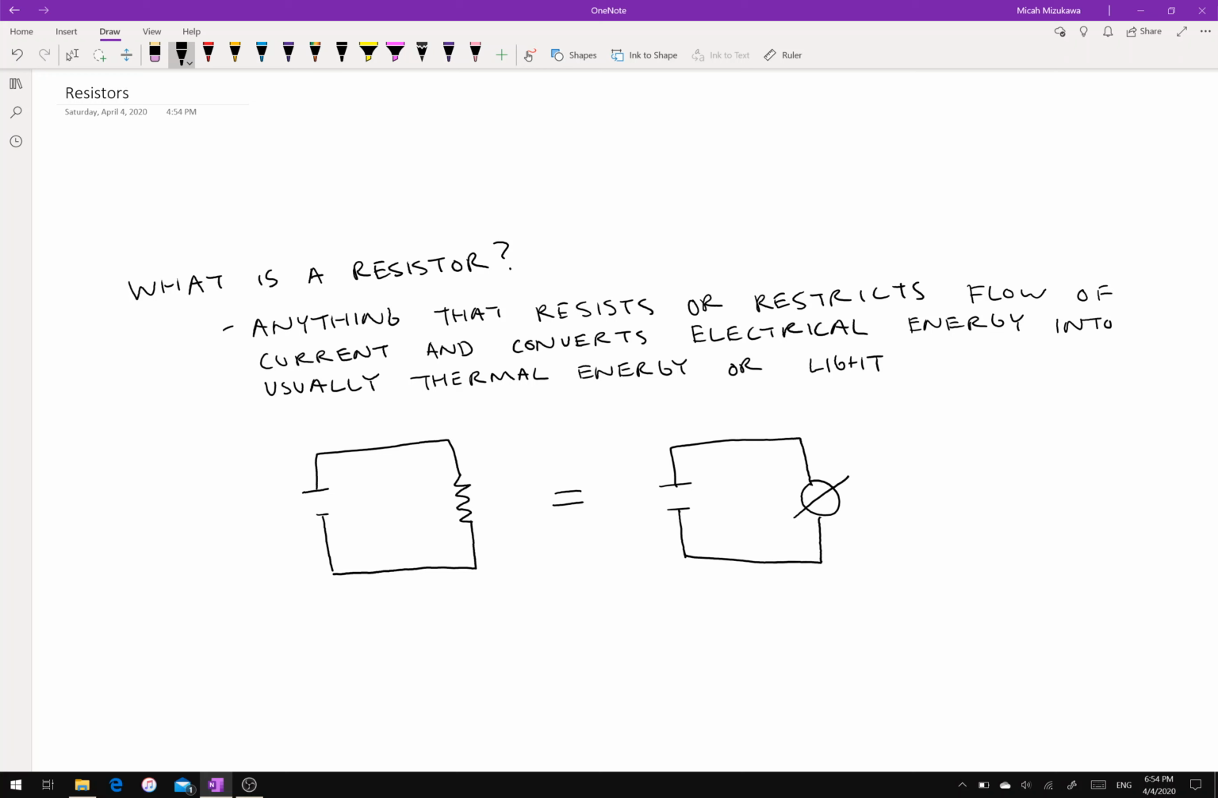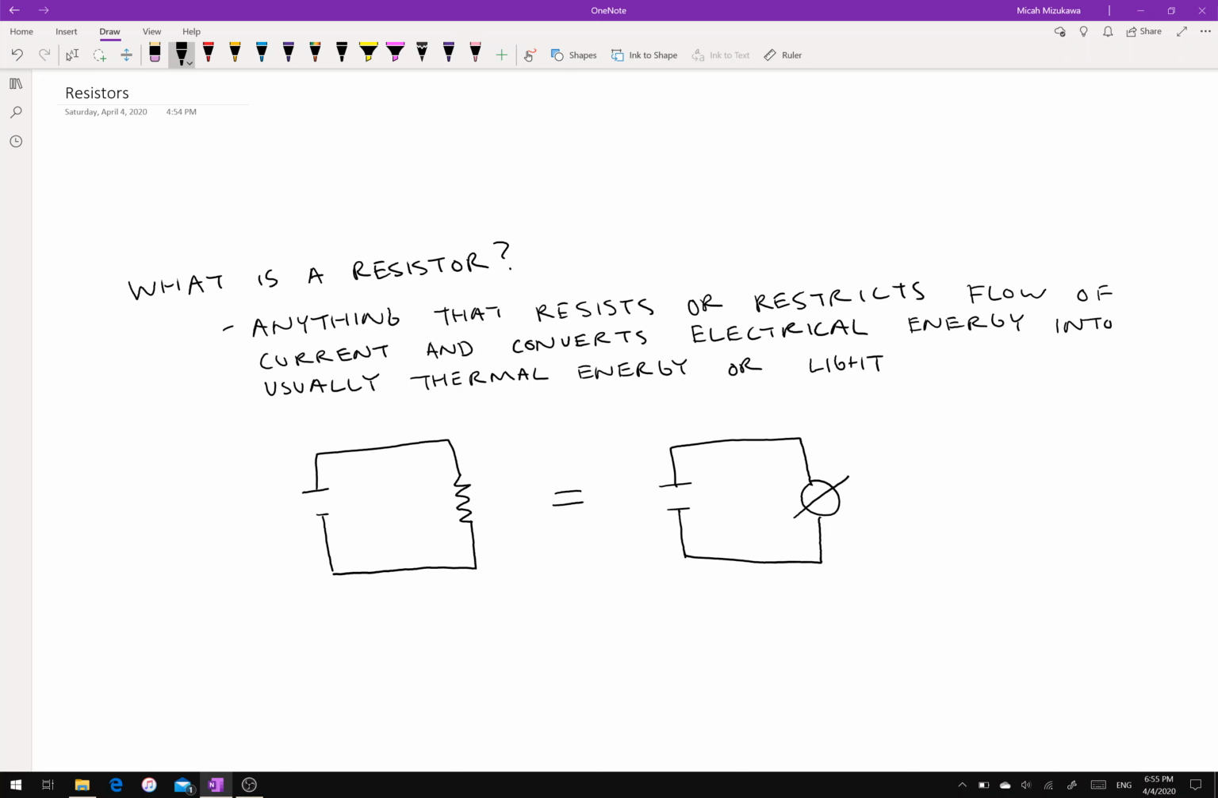So we have a circuit on the left, and that is what a simple circuit with a resistor is going to look like. The squiggly line is a representation of a resistor. On the right here, we have a circuit with a light bulb, and I'm just trying to show you that a light bulb is also a resistor, because as the current goes through that light bulb, that electrical energy is first turned into light, and if you leave that light on, you can feel that the light bulb is getting warm, and that is electrical energy turning into thermal energy.